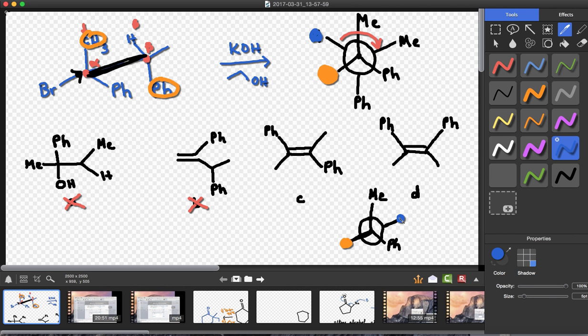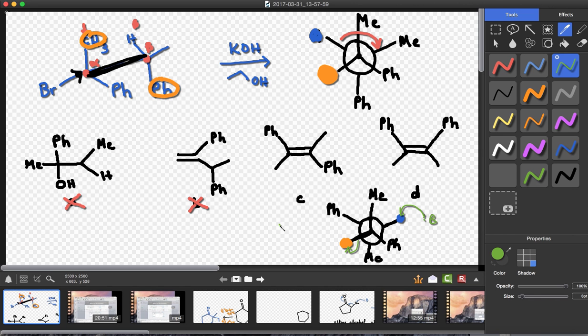So now it is anti-periplanar to the orange sphere. This also means that the methyl group is anti to the other methyl group, and the phenyl group is anti to the other phenyl group. So when I bring the base to remove a hydrogen, this double bond goes into the plane of the screen.